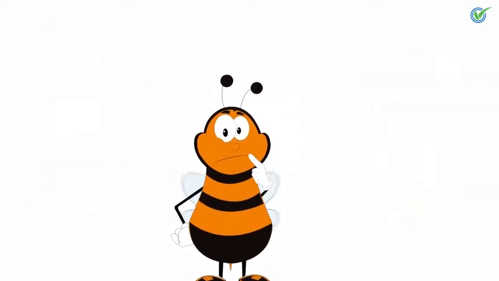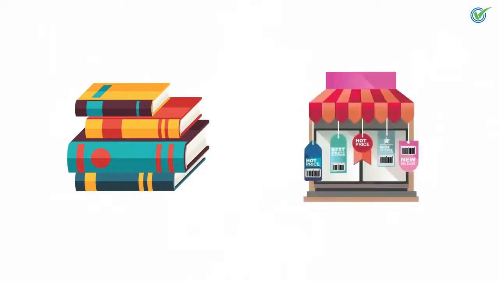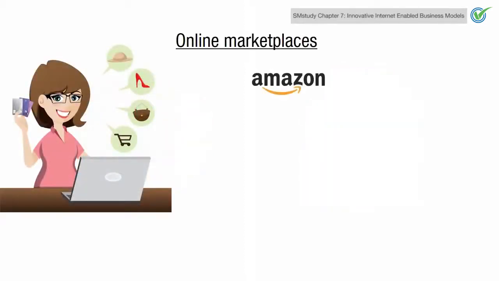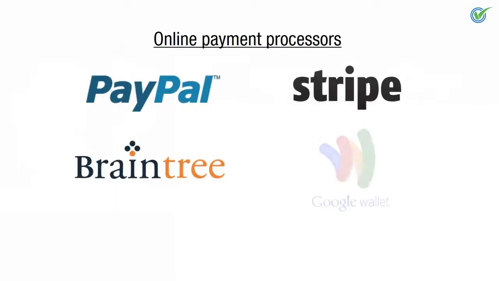What examples of online marketplaces can you think of? Book publishing and retail businesses, which historically gained much success using traditional business models, have been significantly affected by the advent of online marketplaces such as Amazon, eBay, Alibaba, and Flipkart. Online payment processors such as PayPal, Stripe, Braintree, and Google Wallet have simplified the way in which payments can be processed by businesses and have enabled even small startup companies to sell their products globally.